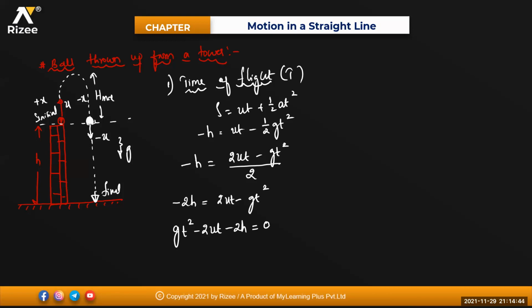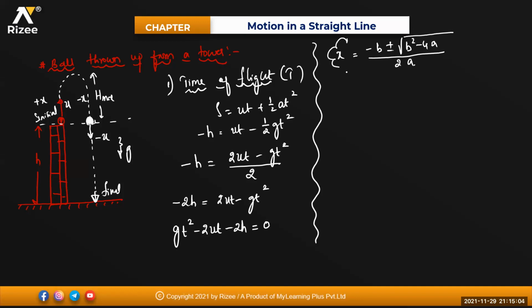So I hope everyone remembers the quadratic equation. Quadratic equation roots are calculated with the formula x equals minus b plus or minus under root of b square minus 4ac, divided by 2a. Did you remember it? Okay. Now see, I am comparing this with the standard equation a x square plus b x plus c equals 0.